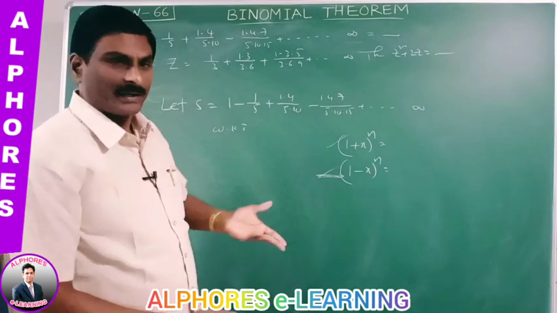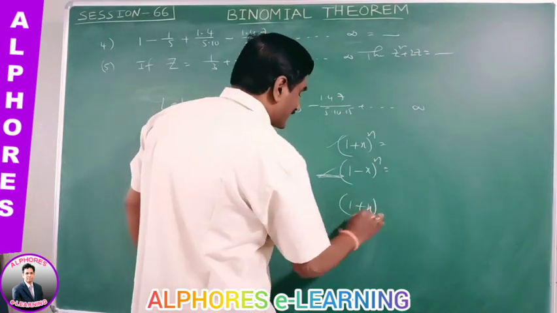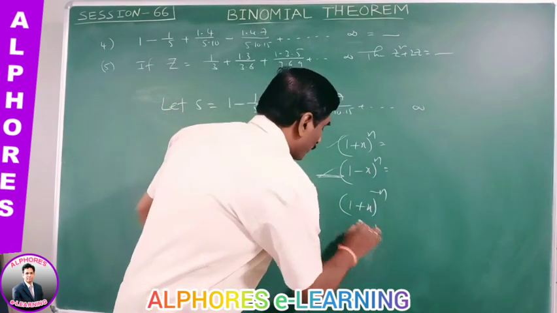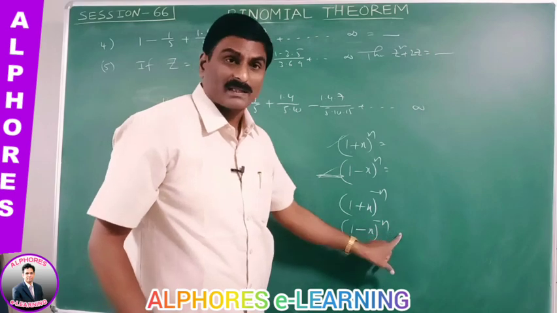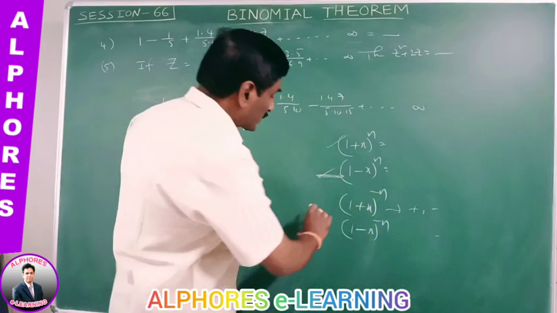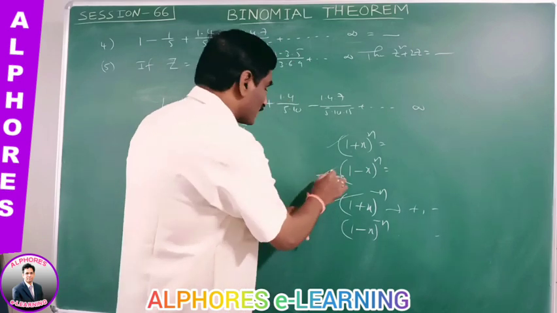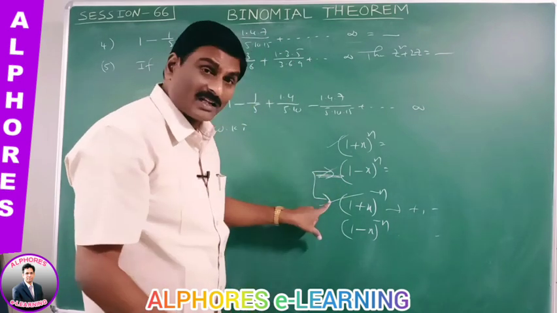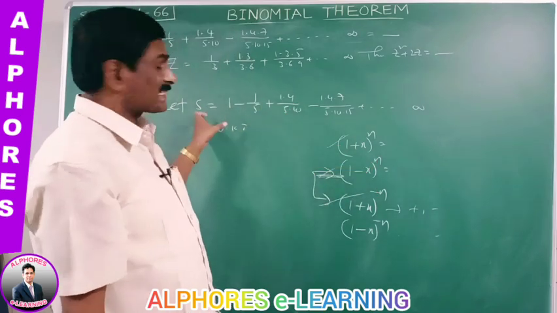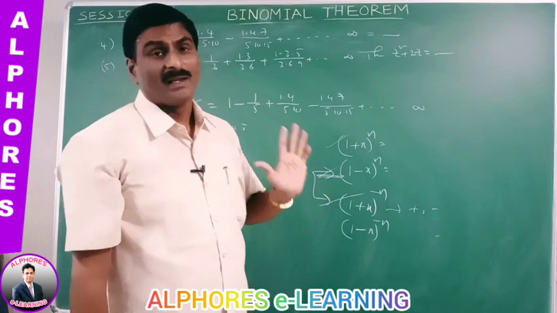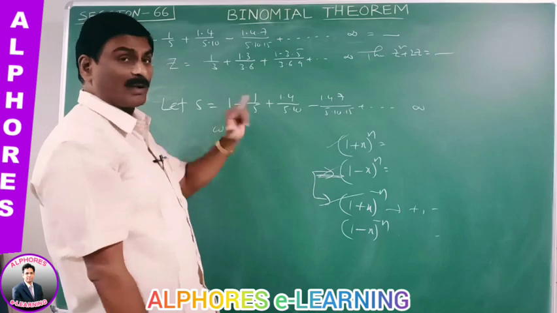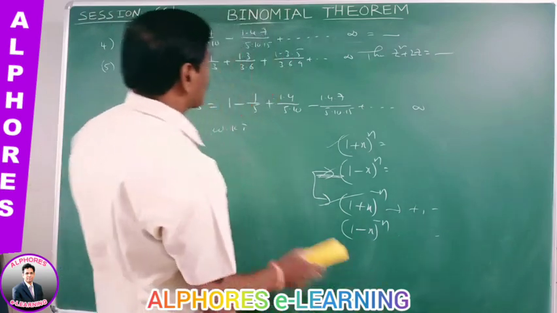Or another method: (1 plus x) whole power minus n means we get alternately plus and minus. (1 minus x) whole power minus n, we get all plus. In this case, we get alternately plus and minus. In this case, all are positive. We use this formula, this or this, any one of these. By using any two values of this, we find the values of x and n, and the required value s can be calculated. Okay. Please observe this value. In this case, alternate terms are positive and negative. So we use (1 minus x) whole power n.